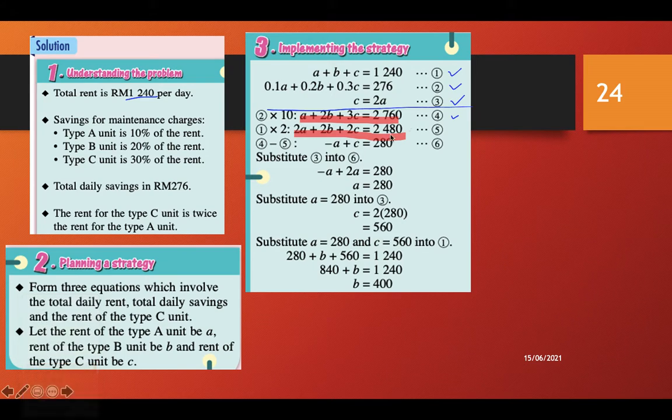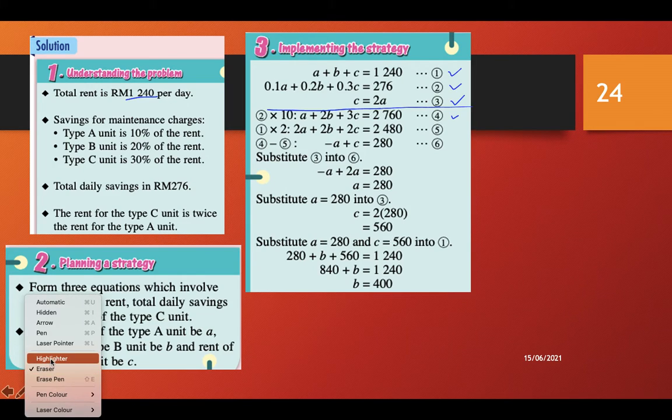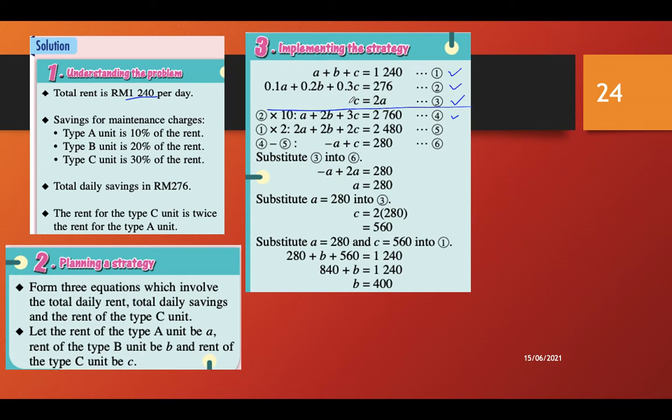Nanti eraser dulu. Baik, step yang ni. Substitute 3 into 6. Substitute the 3 into the 6. C ialah 2A. So, C ini ialah 2A. Dia substitute sini lah. Nampak? Negative A plus C equals to 280. Dia salin. Lepas tu C ialah 2A. Dia masuk ni. So, sekarang ini A. Semua A dah. Negative 1 plus 2 is 1. So, A dapat 280.